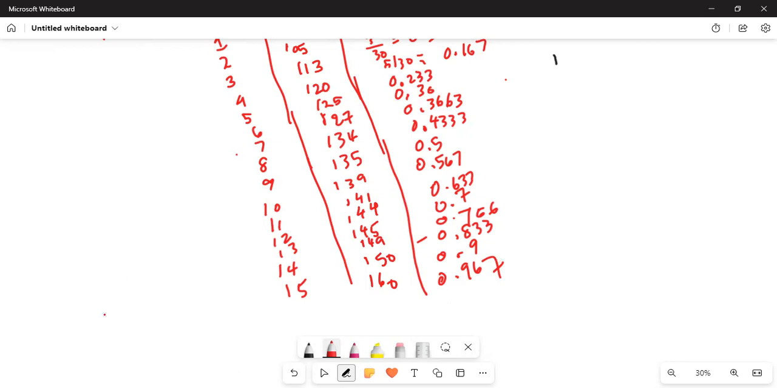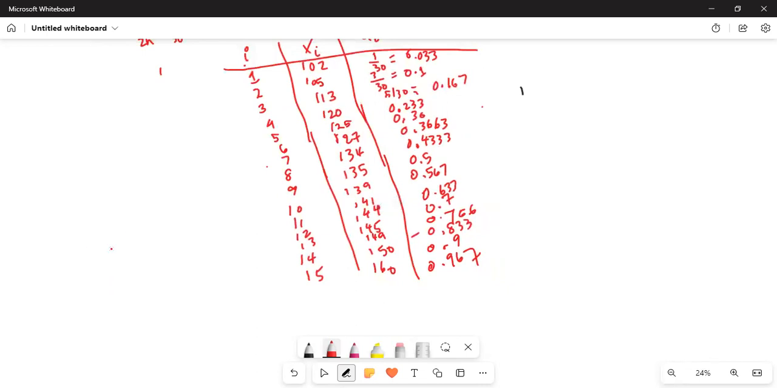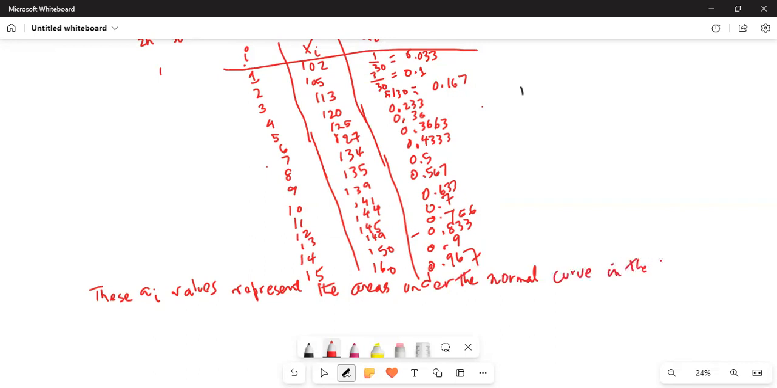So these ai values represent the areas under the normal curve in the left tail.